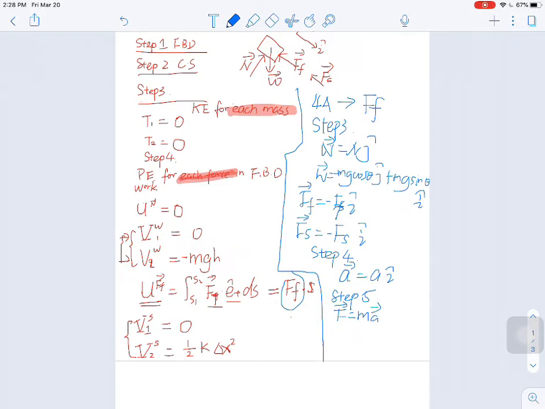In this case, I will skip that and just jump to the j direction, because we only need to find out the normal force in order to find the friction force. So if you extract the scalar equation from the j direction, you have N minus mg cosine theta equals 0, and you will find N equals mg cosine theta, and therefore Ff can be found by using mu k times N, which is mu k mg cosine theta.